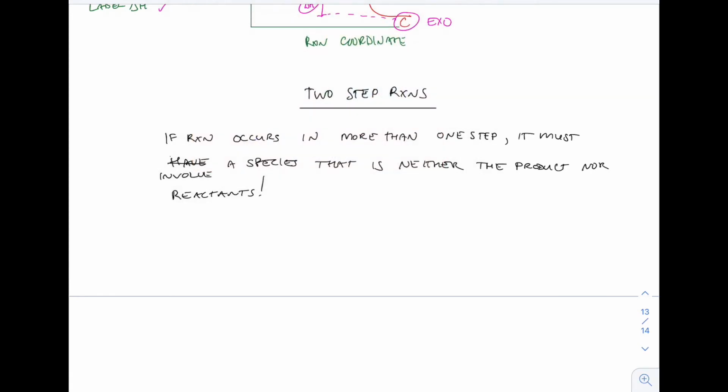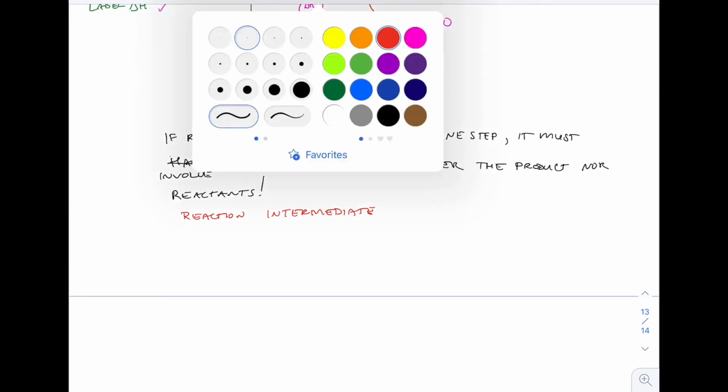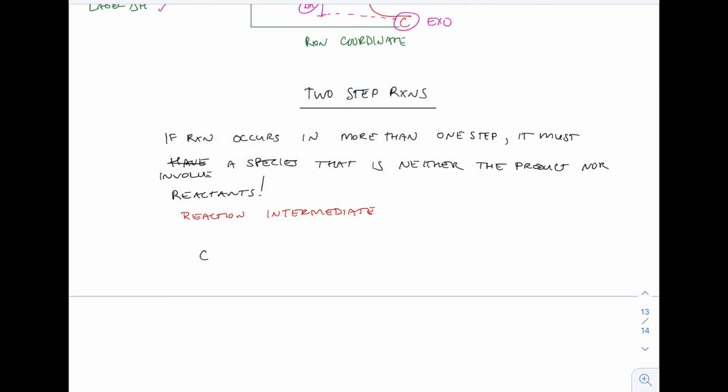So what does that look like? Well, what is that called? Sorry, that's called an intermediate. Sometimes called a reaction intermediate, or just the intermediate, or a reactive intermediate. Either way, it's an intermediate. So we've seen this before.